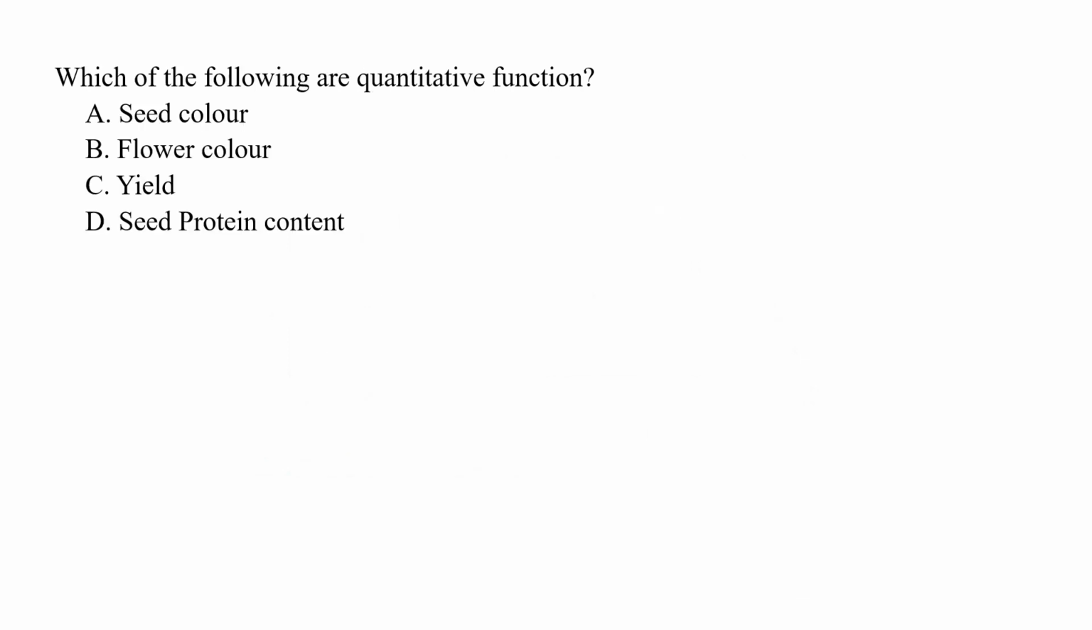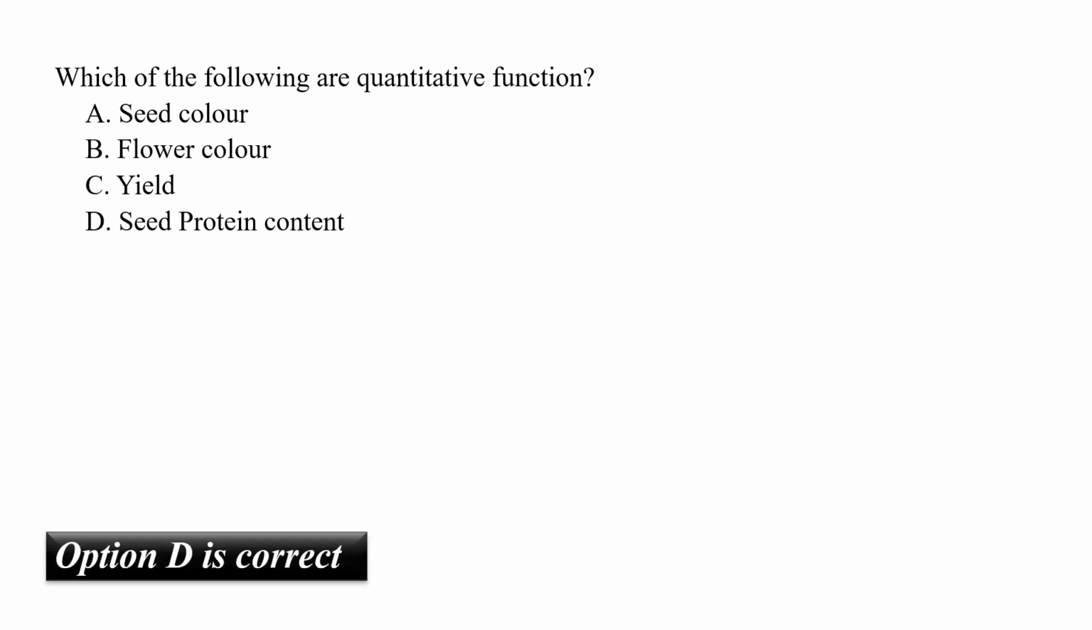Which of the following are quantitative functions? A. Seed color, B. Flower color, C. Yield, or D. Seed protein content. Quantitative functions can be measured in terms of SI units. Out of these options, seed protein content is the only one which can be measured in terms of concentration. So, the correct answer is option D, that is seed protein content.